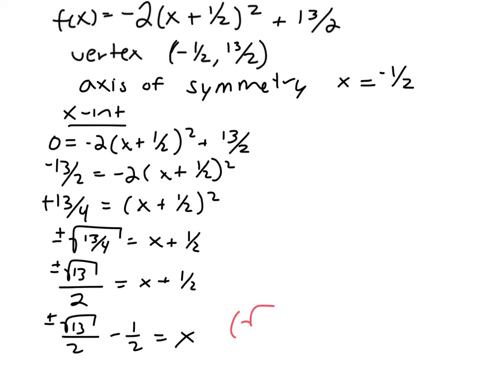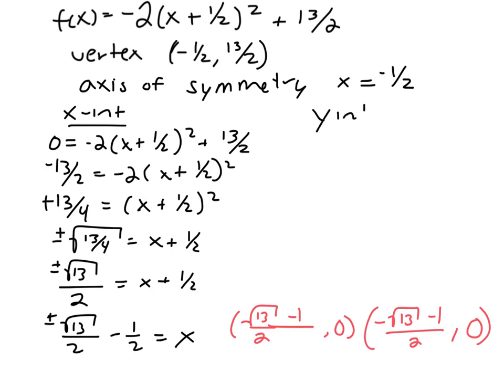So we have the positive square root of 13 divided by 2 minus 1/2, right? If I can combine what's up top here. So there's the positive square root of 13 minus 1 over 2, comma 0. And then there's the negative square root of 13 minus 1 over 2, comma 0. Okay, so next let's find the y-intercepts. So there's the x-intercepts, let's find the y-intercepts.